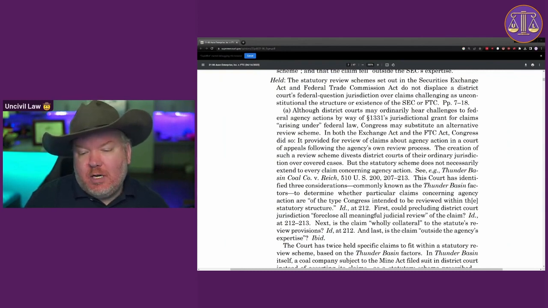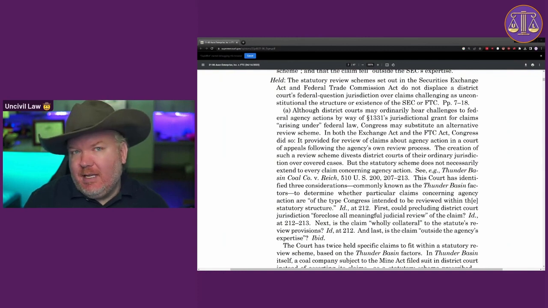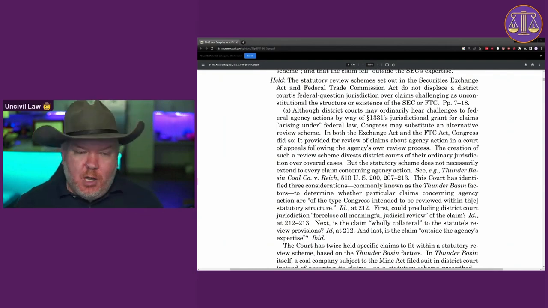First, could precluding the district court jurisdiction foreclose all meaningful judicial review? So if it would prevent the district court from acting practically as a result of this, like it would be too late or whatever, then that's a problem, right? Because courts can't remedy stuff that can't be remedied as a practical matter. So if it becomes irremediable, then you might be able to go to district court first, because otherwise that would be really dumb. Next, whether the claim is wholly collateral. So if it somehow sidesteps the issue completely, then, you know, there's that. And then whether it's outside the agency's expertise, like it doesn't belong here.